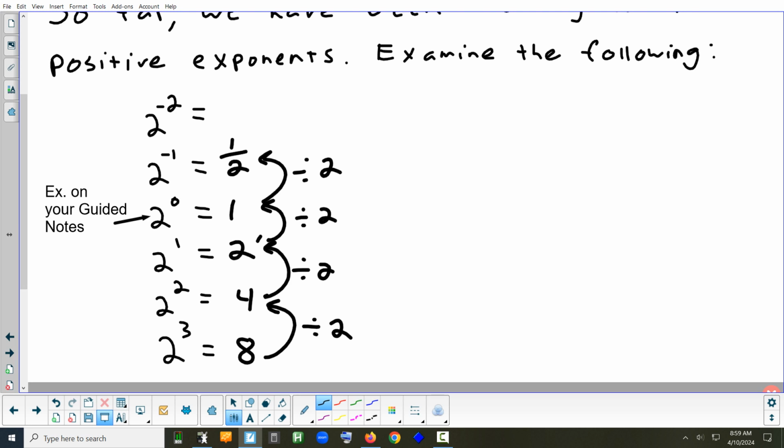All right, how do you think we're going to get from the one we're at now to the next one above it? We're going to divide by 2. So what do you get if you take a half and then you divide that by 2? You get a fourth. Okay, so that's 2 to the negative 2, which is 1/4. So again, where did the 2 end up this time?